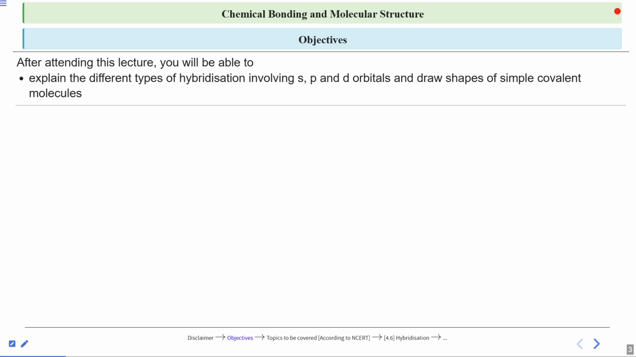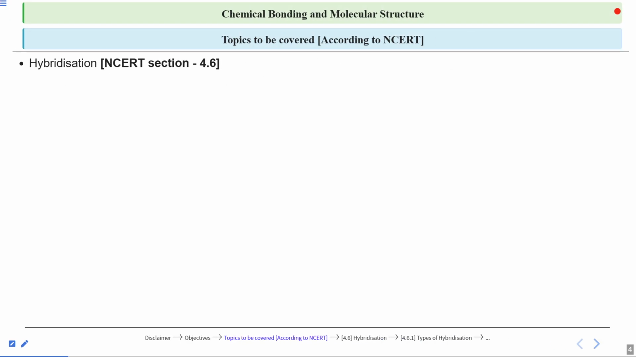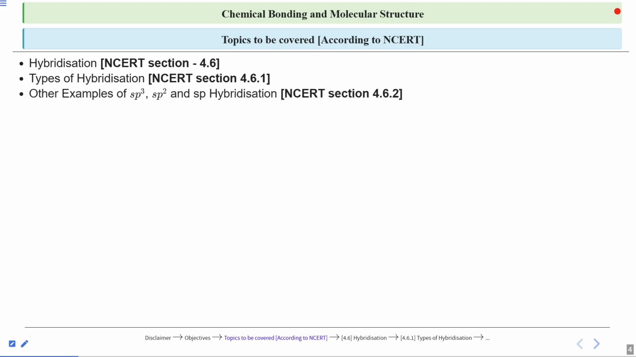We will see what the types of hybridization are, which involve s, p and d orbitals. Then we will use this hybridization to draw some simple covalent molecules. If I talk about the NCERT sections we are going to cover today, we will cover hybridization, which is NCERT section 4.6, then types of hybridization. Next are examples like sp3, sp2, sp and all.